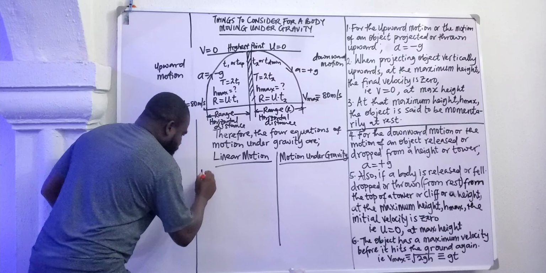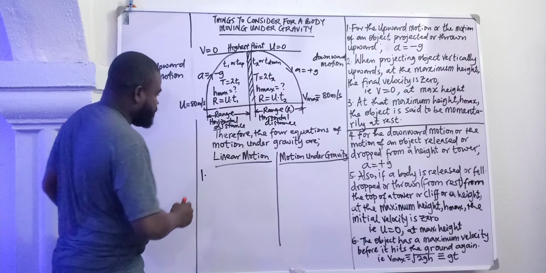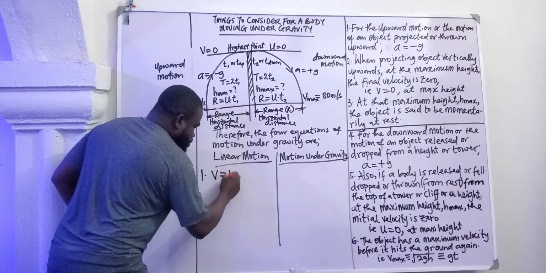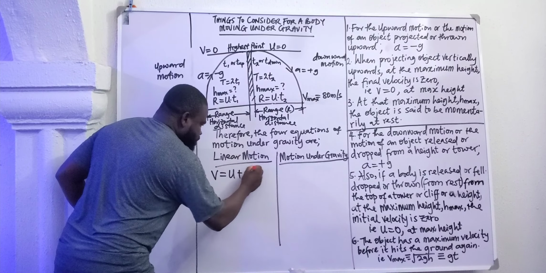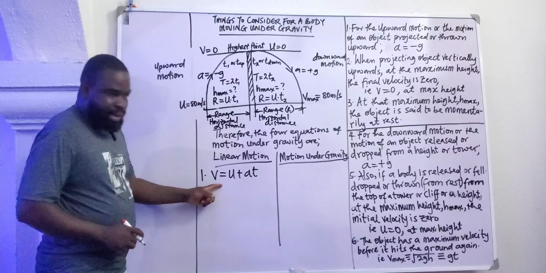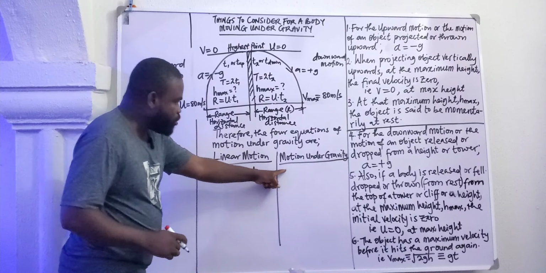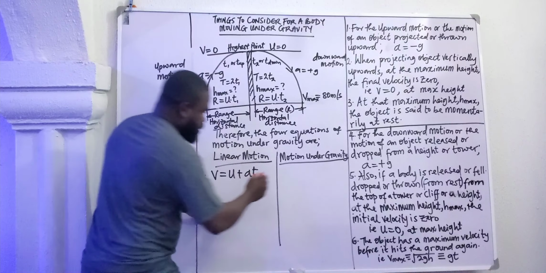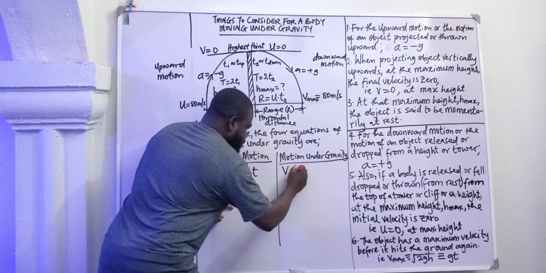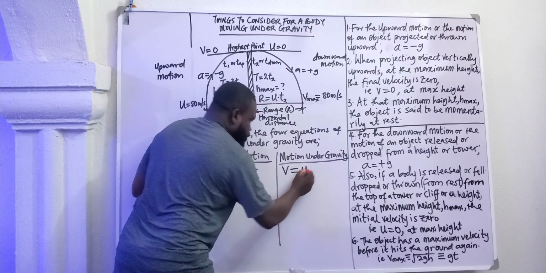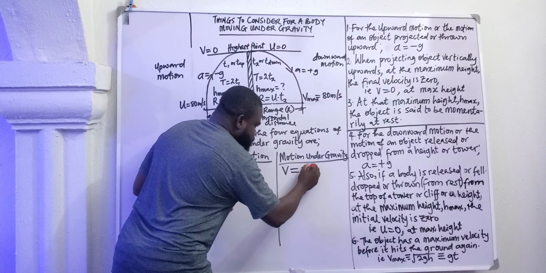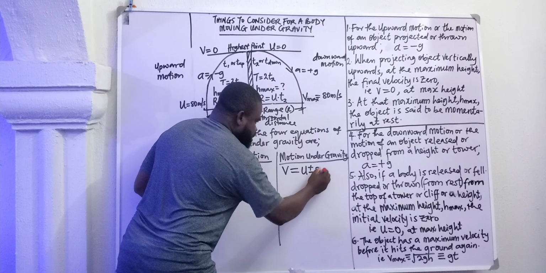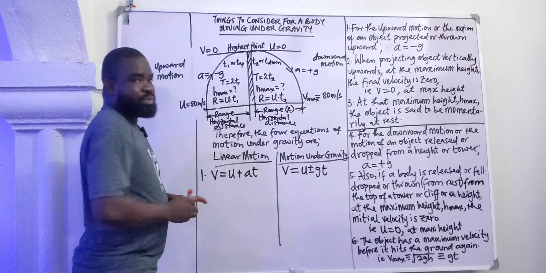Let's obtain them. Remember, the first equation of motion for uniformly accelerated motion is v equals u plus at. I'm mimicking it now. To obtain the motion under gravity, the first equation becomes v equals u, where I have plus, I will put plus or minus, where I have a, I will put g times the time t.